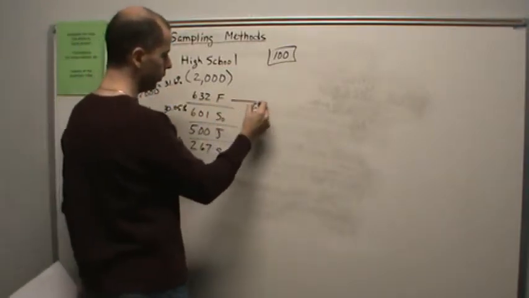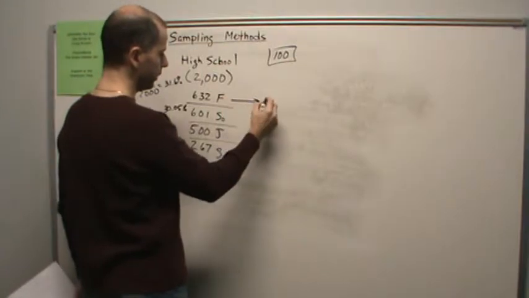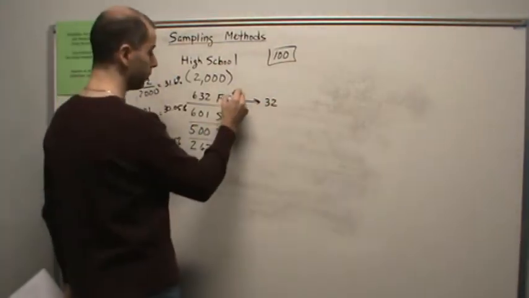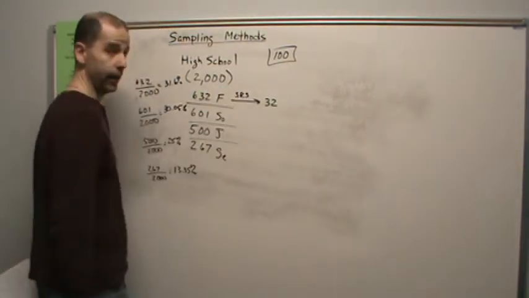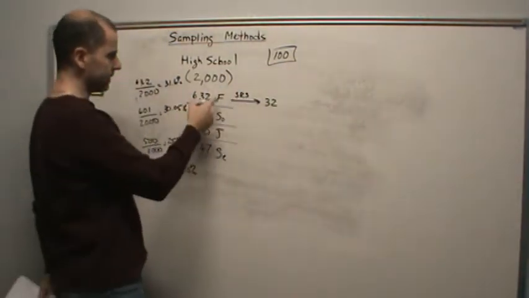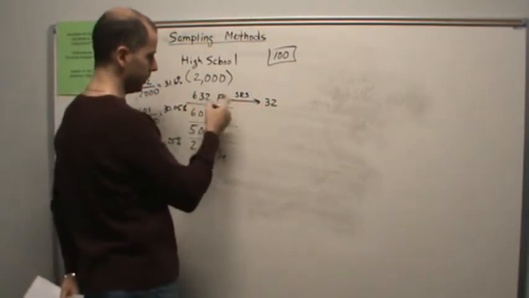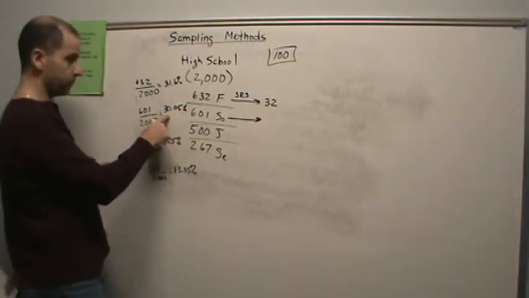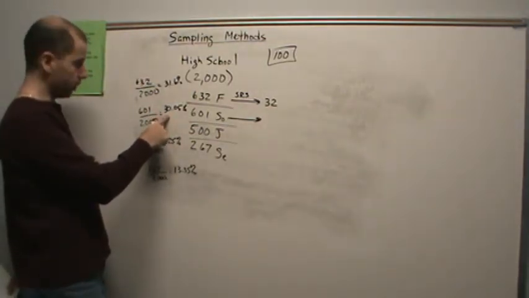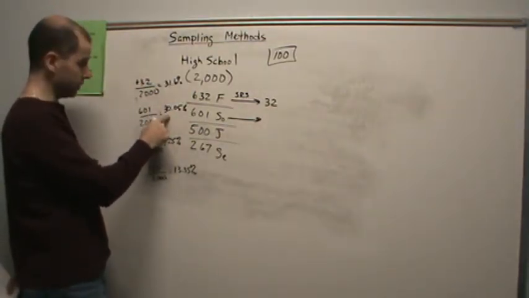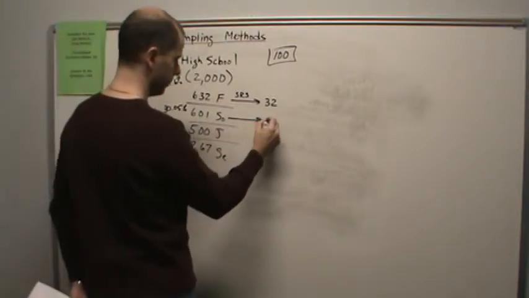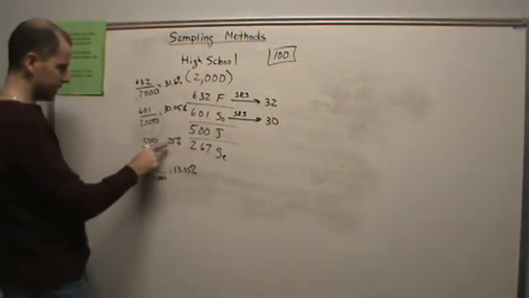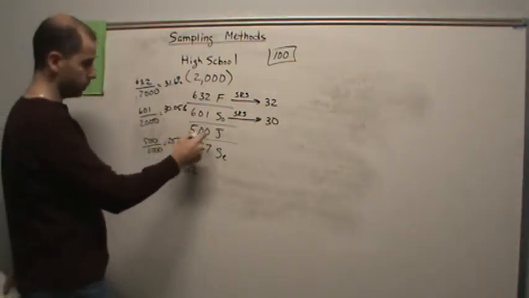So what are we going to do? We're going to randomly select 32 students. Well, how are we going to randomly select those? Well, we can use a simple random sampling method. Why not? So we're going to randomly select 32 from the freshmen. Okay. Now, to make sure that there's 30% sophomores, we're going to randomly select 30 students from the sophomores. Okay. And then we're going to randomly select 25 students from the juniors.